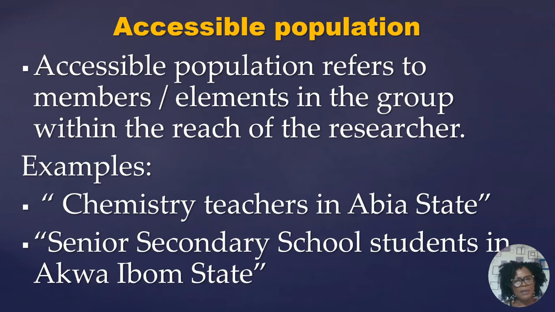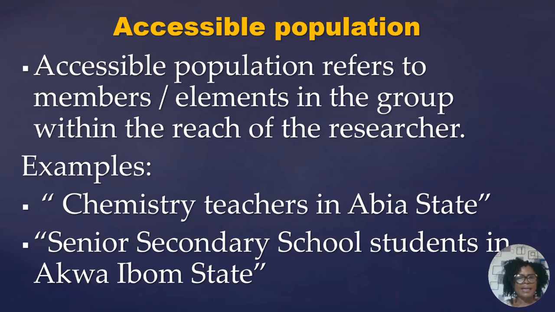Then accessible population. Let us find the difference between target population and accessible population. From the name, it says accessible, the ones you can access. So accessible population refers to members or elements in the group within the reach of the researcher. In as much as you want to study all the universities in Nigeria, during the study you may not be able to reach all of them. So you may decide to work on the ones that are accessible to you. Maybe you are from the Southeast, you decide to work on Southeast universities as where you're going to derive information to talk about what happens in Nigeria. So the ones you can access and are working on become the accessible population.